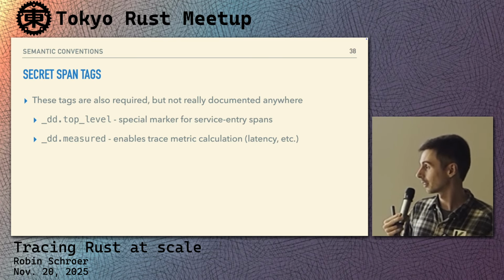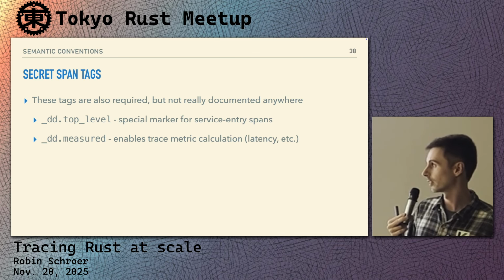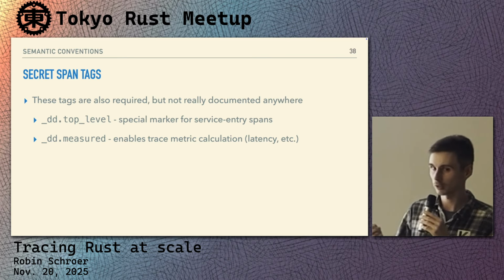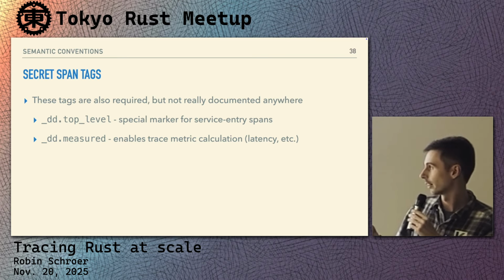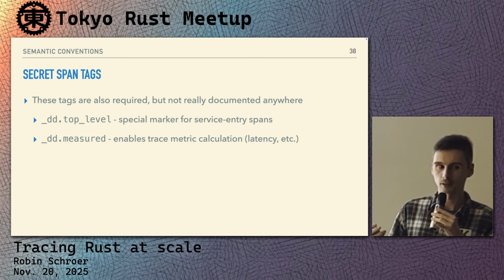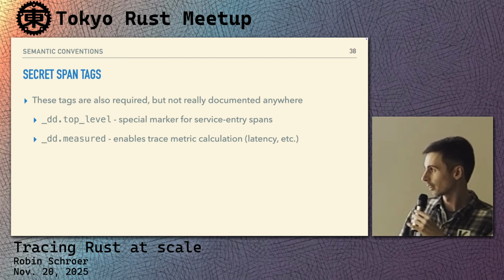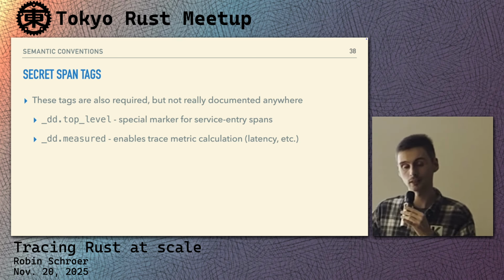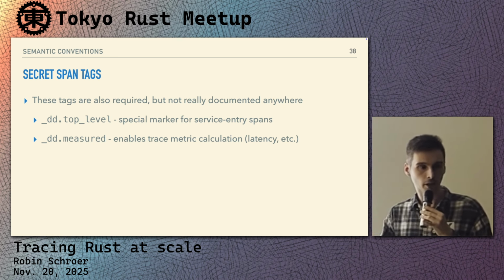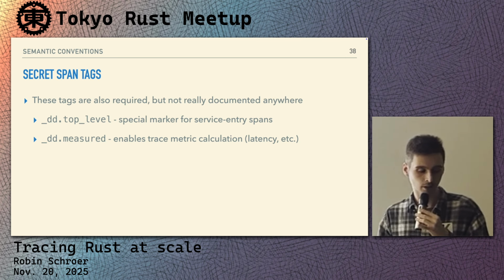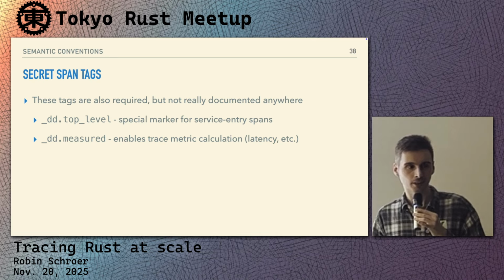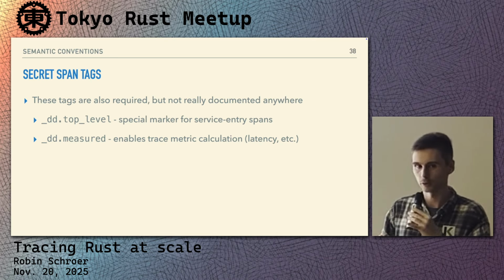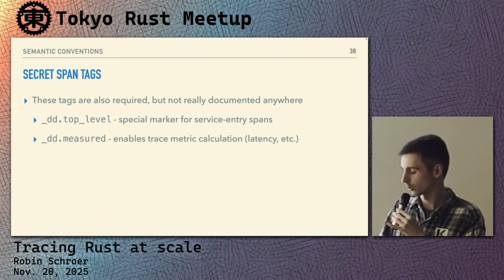So there's the _dd.top_level tag, which is a numerical tag. It would be 1, and it would mark service entry spans. As I mentioned, service entry spans are kind of like special spans in Datadog. There's also the _dd.measured tag, which enables trace metric calculations. So that's how you get all the error rates and the latency percentiles. You do want to control that separately because I believe you end up paying for those. So you don't just want metrics generated for everything because it's going to cost you.